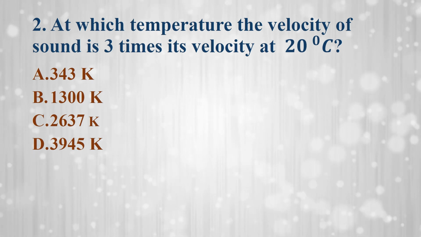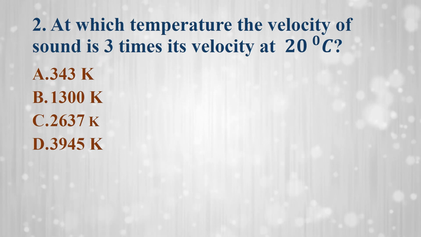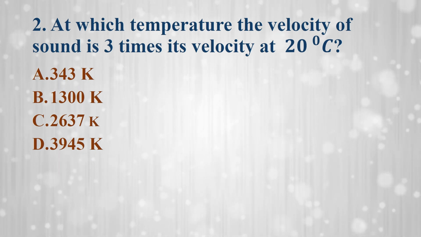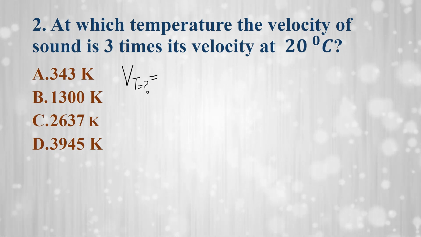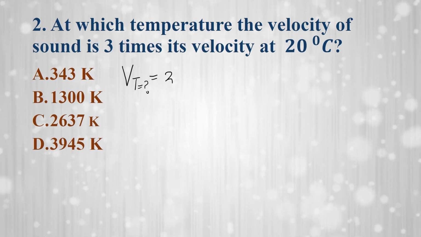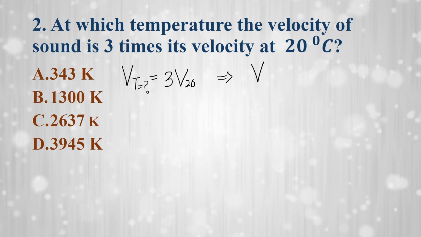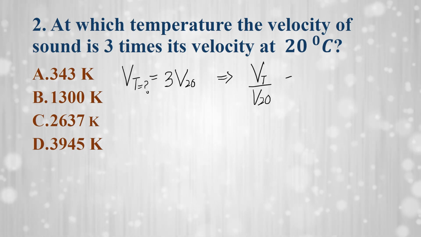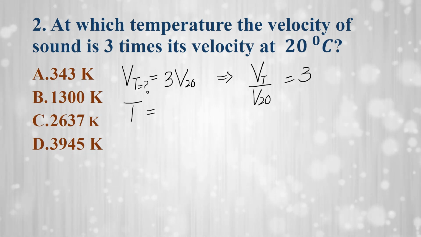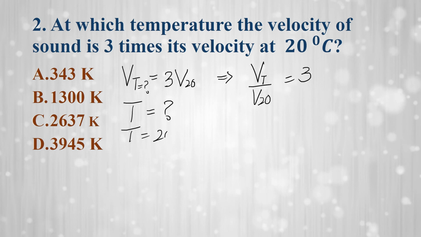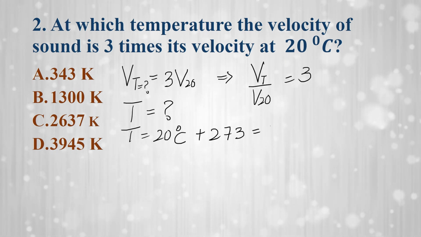Okay, so next MCQ is: at what temperature is the velocity of sound 3 times its velocity at 20 degrees C? There is a given condition that you have to find this temperature. The velocity of sound is 3 times the velocity at 20 degrees C. If I rewrite this, the ratio of these two velocities is equivalent to 3. One temperature is unknown, and one temperature is given, which is 20 degrees C, and if you convert it into Kelvin, you add 273.